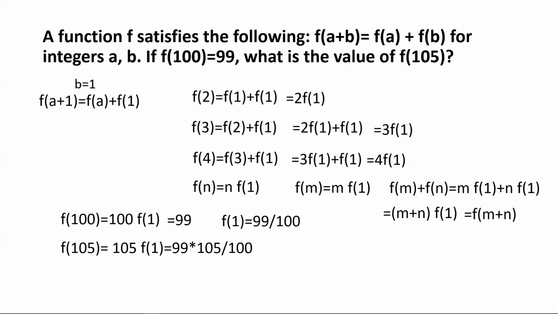So what would be f(105)? f(105) will be 105 times f(1). And since we know f(1) is 99 by 100, we just substitute that. So that becomes 99 multiplied by 105, and then in the denominator we have 100.